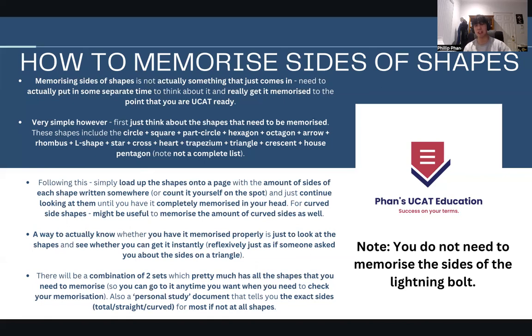You simply load up the shapes on a page, and then you have some sort of reference that tells you the number of sides of each shape, written somewhere. You could count it yourself on the spot, but I wouldn't recommend that because it's easier to just have it on the side. And just continue looking at them until you've memorized it. So it's about repeating yourself. Okay, star 10, that sort of thing, right? That's the idea. You want to get to the point where you can just say it quickly like that and it'll be perfect.